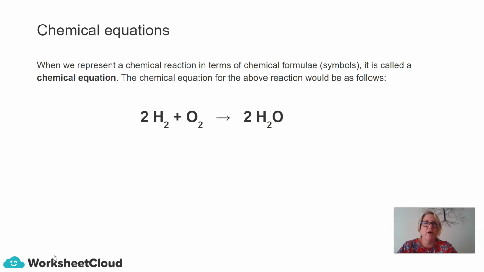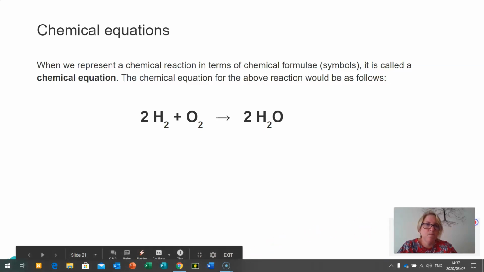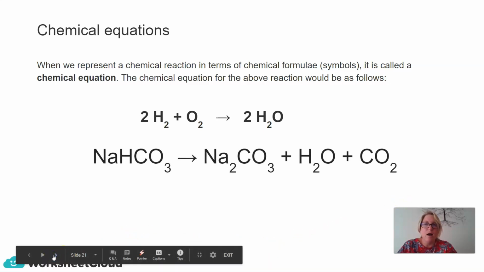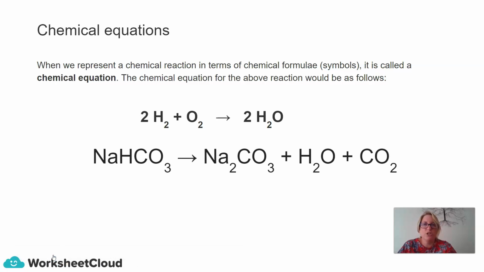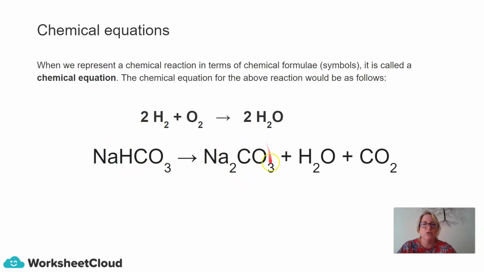So just to refresh your memory on what chemical equations are, when we represent a chemical equation, we do it in terms of chemical symbols or formulae, and we call this a chemical equation. So, for example, the chemical equation for making water is 2 molecules of H2 plus 1 molecule of O2 gives us 2 molecules of water. Now, what do we do when we have this equation here? So here we have our sodium bicarb, and here our sodium bicarb is broken down into sodium carbonate, water, and carbon dioxide.